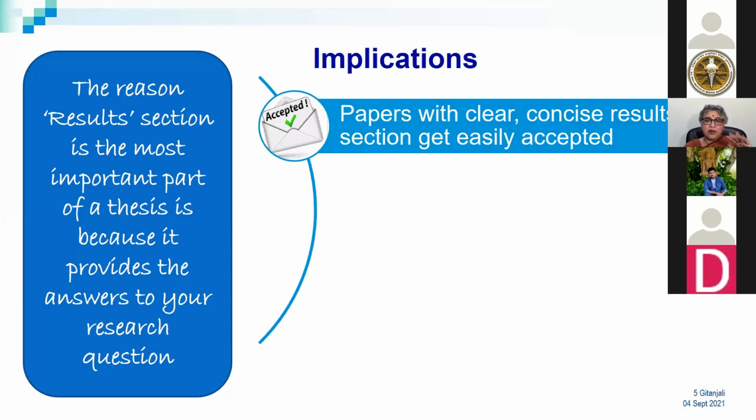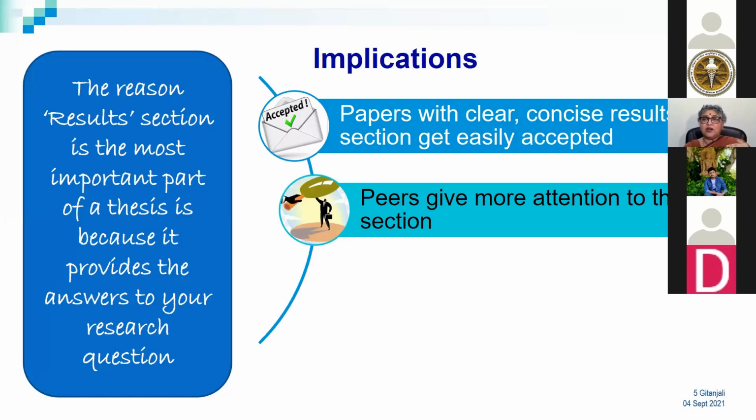So the implications are that those papers with a clear and concise results section easily get accepted. There was one undergraduate student who said that I am writing a paper. So make sure your results section is clear and very concise. And why? Because peers also give more attention to this section. If I am working in a particular area and I see a paper which is coming in my area, the first thing I want to know is what they have found. So we also give more attention to this section.